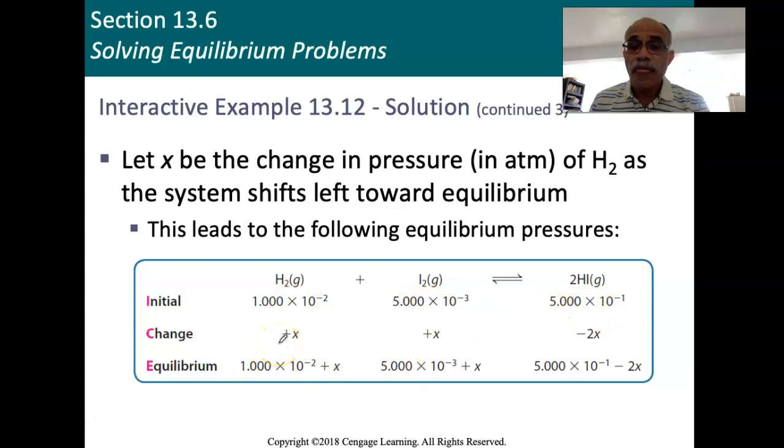So now the change. What's the change here? In which direction is this reaction going? How did we get this? We got it from the value of Q. That means this will decrease, that's why it's a negative here, and these two are going to increase. Very important. According to the stoichiometry, this will be minus 2x, plus x, plus x. So now equilibrium will essentially be initial minus 2x, initial plus x, initial plus x.